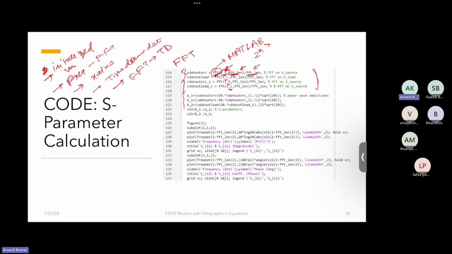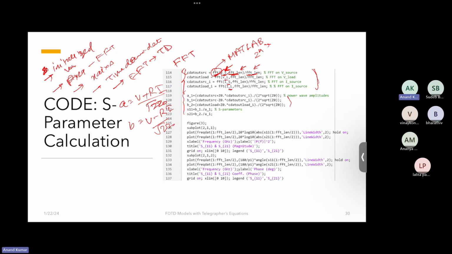So we had seen the formula for A and B. It was something of this form: V plus R I divided by root over 2 Z naught, or something, right? And similarly B was V minus R I divided by root over Z naught. So we are using the same formula over here.